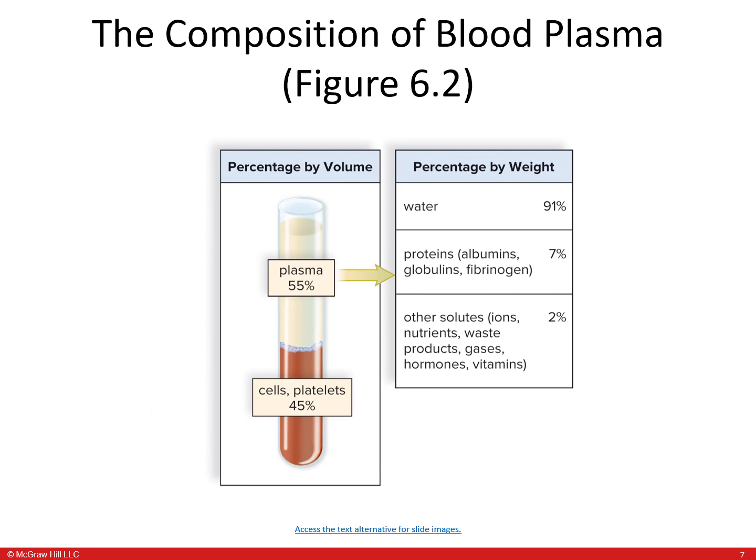This is a chart that shows the percentage composition by volume. Plasma makes up 55% of blood, and if you break down the plasma, 91% is water, 7% are proteins such as albumins, globulins, and fibrinogens, and then 2% are other solids such as nutrients, waste products, gases, and hormones. Then cells and platelets make up 45% of the blood.